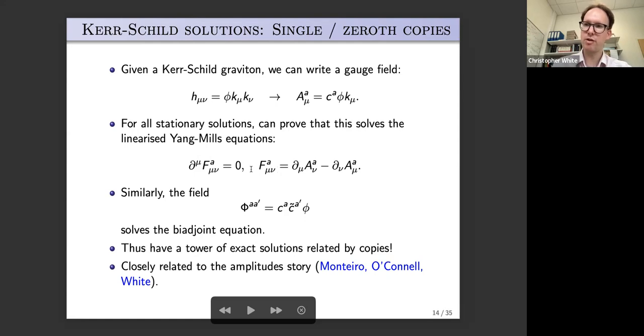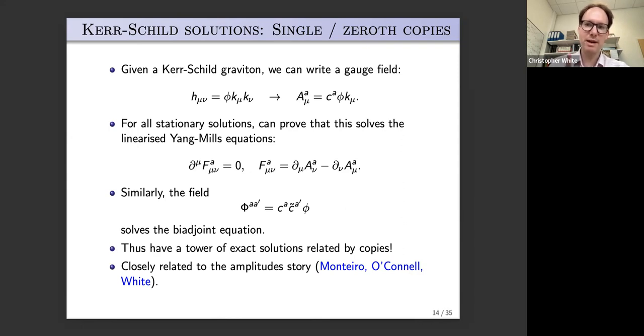So it just looks like you have a number of copies of the Maxwell equations. And similarly, if you do it again and just have two color vectors and no kinematic vectors, then that solves the bi-adjoint equation. So this then succeeds in giving you a tower of exact classical solutions that are related to this by the same copying procedures somehow as the amplitude story. Now, it won't be obvious from this that this is in fact very closely related to the amplitude story, but we now know in much greater detail than when this was first proposed that that is really true, that this is very closely related to the amplitude story.